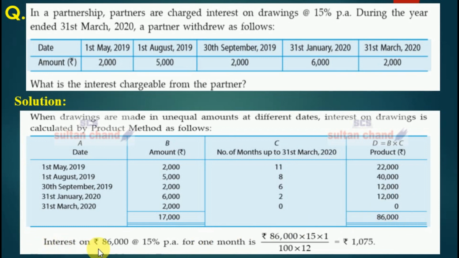So here the interest on drawing, that is interest on 86,000 at the rate of 15% per annum for a month, is 86,000 into 15 upon 100 into 1 upon 12. That is a total of 1,075. That 1,075 rupees is the interest on drawing under this product method. I hope this is clear to you all.